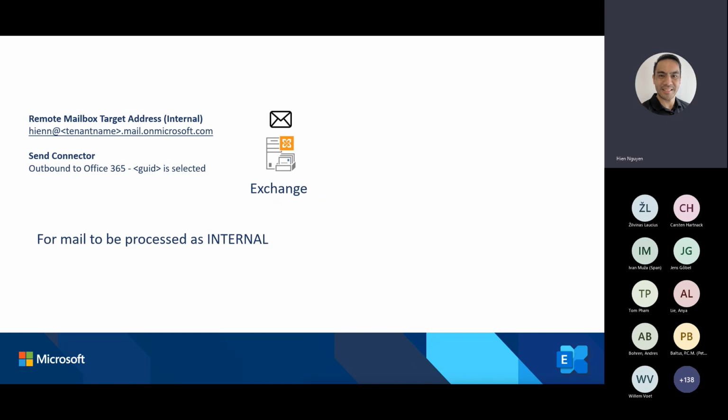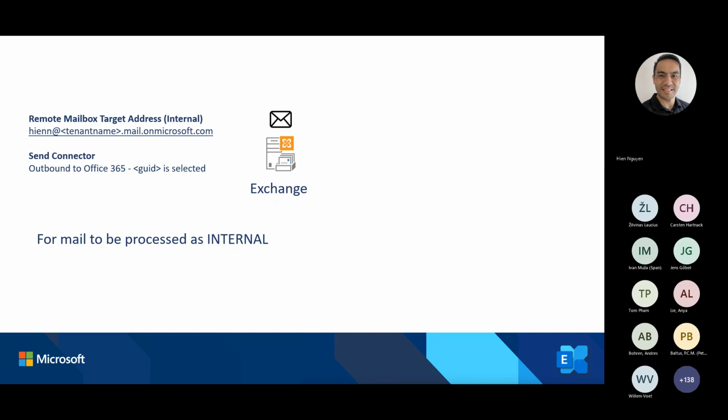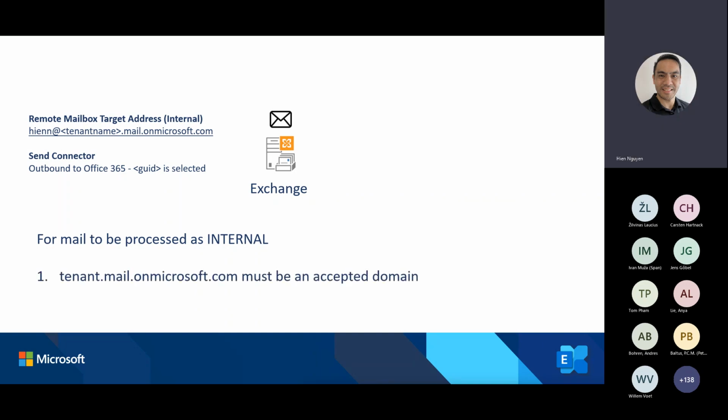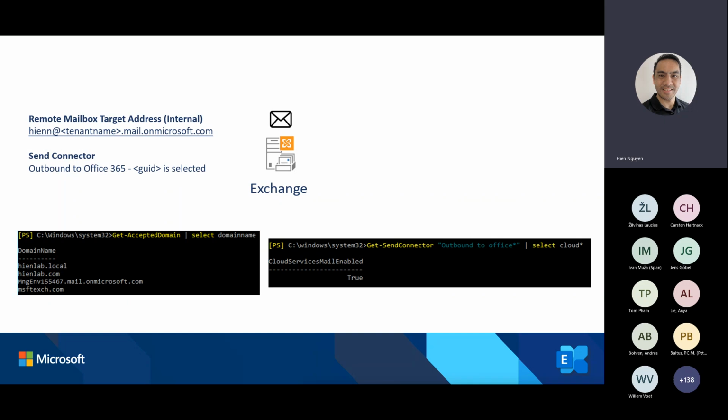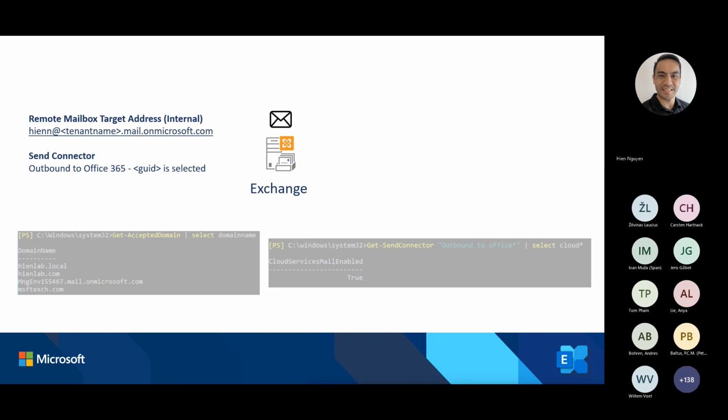So what does Exchange need for mail to be processed as internal? One, the tenant address must be an accepted domain. Two, the cloud services mail enabled parameter on the send connector needs to be set to true, which we can see here. The tenant address is listed in my accepted domains, and the send connector has cloud services mail enabled set to true.